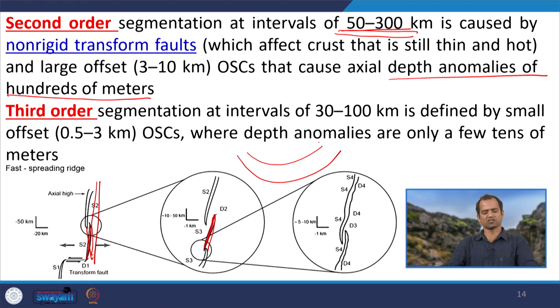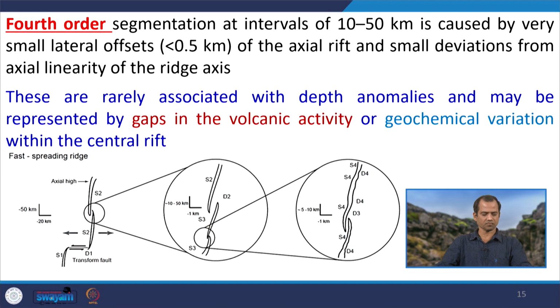And the third order discontinuity, or the third order segmentation, is at an interval of 30 to 100 kilometer and it is defined by a small offset, that is 0.5 to 3 kilometer of OCS, where depth anomalies are very few tens of meters. So, I want to say that as the order is increasing, the depth anomaly is decreasing and the length is also decreasing.